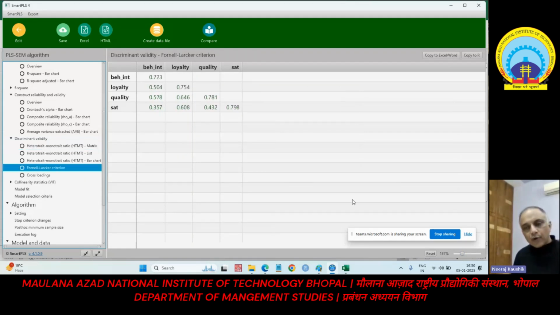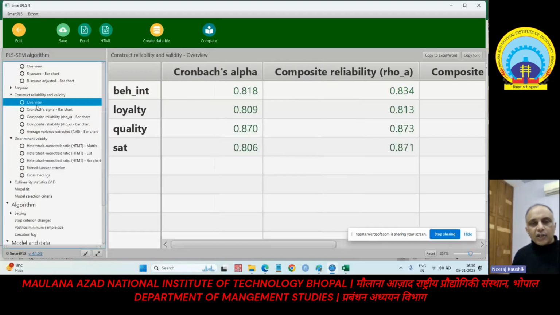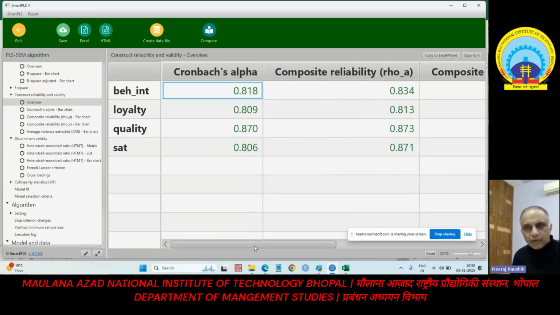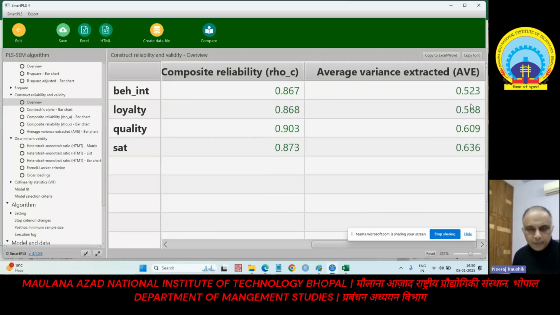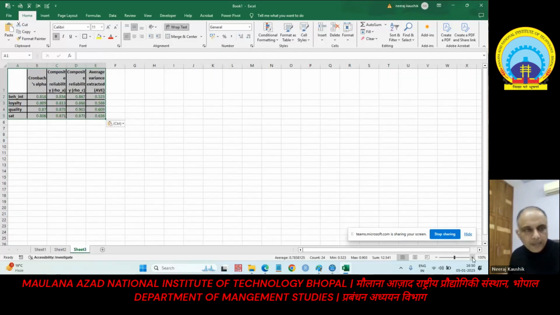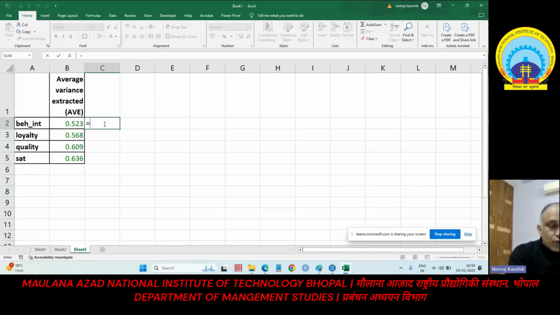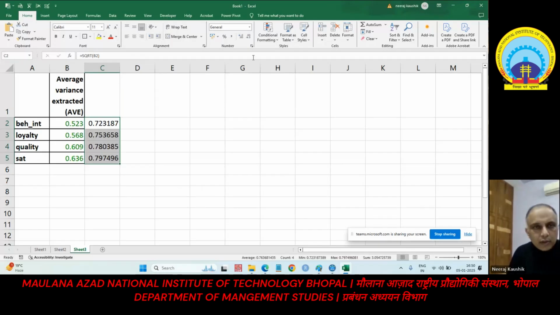Fornell-Larcker criteria. How to read the Fornell-Larcker criteria? What is 0.723? 0.723 is the square root of AVE. Shall we cross check? For behavioral intention, the AVE value was 0.523. Let me cross check. I don't want these values, so let me compute their square root. And this comes to a square root of AVE of 0.723.